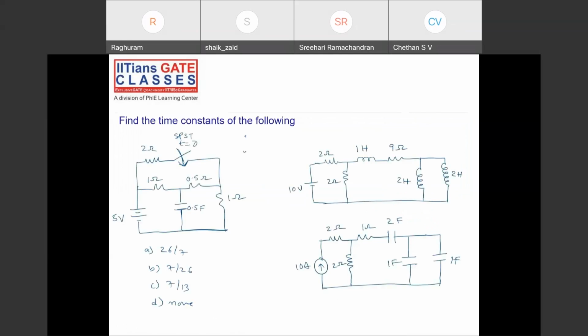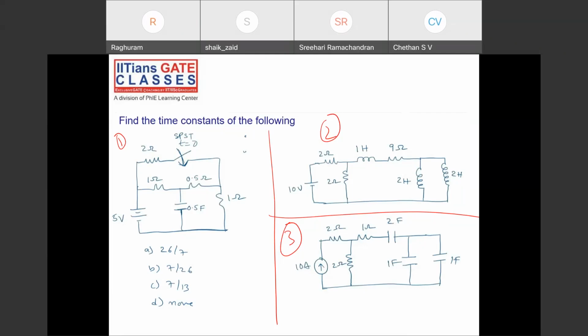Okay, find the time constants of the following. This is 1, 2, and 3. Let me do the first one, everyone. Find the time constant of the following.